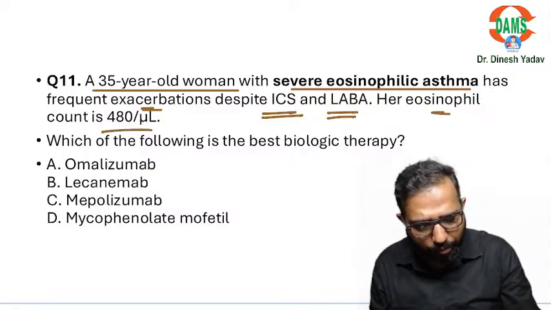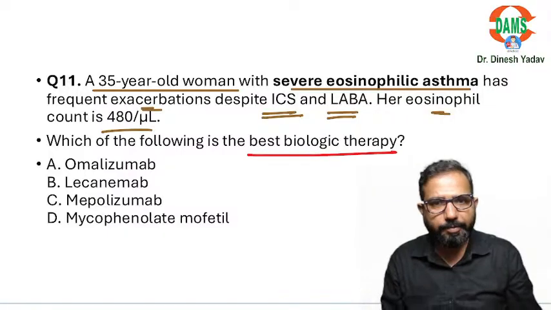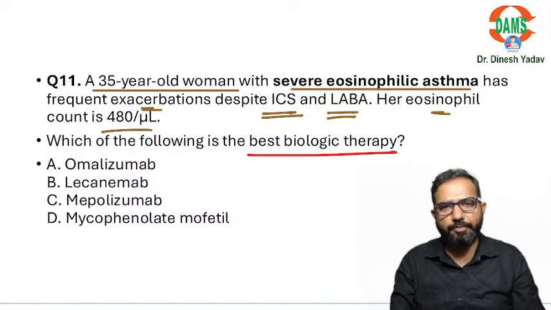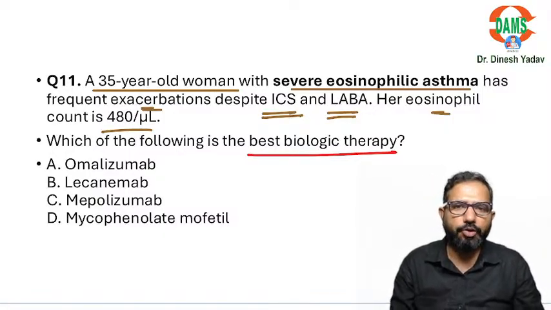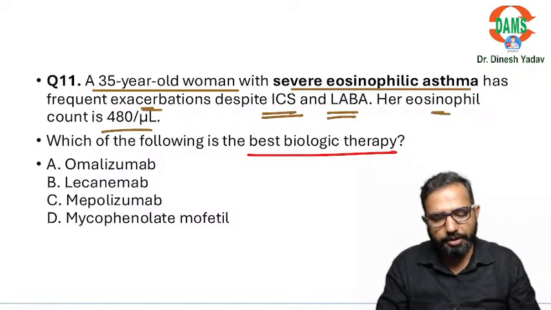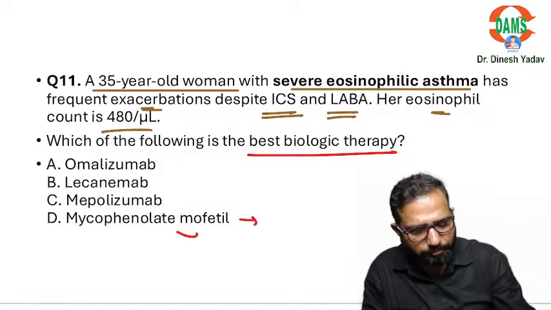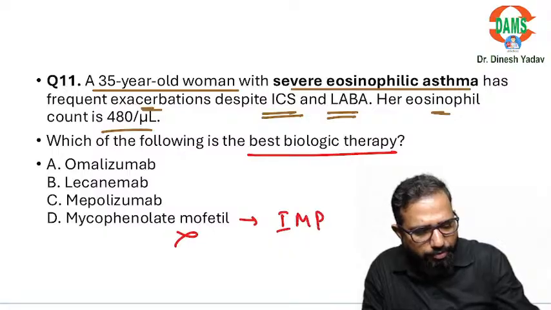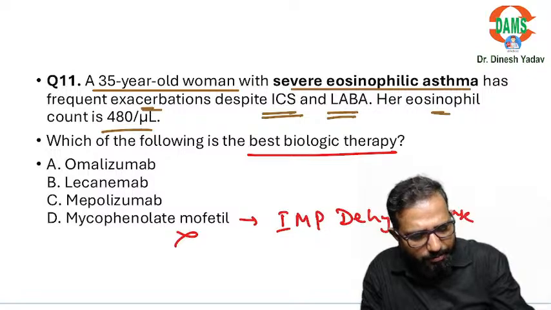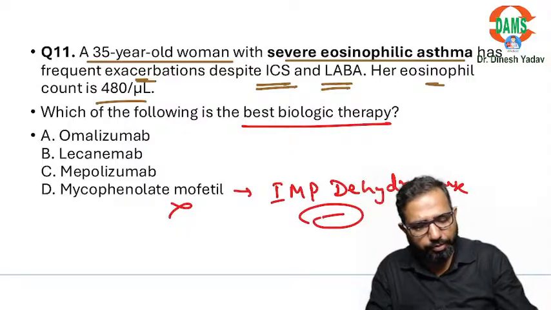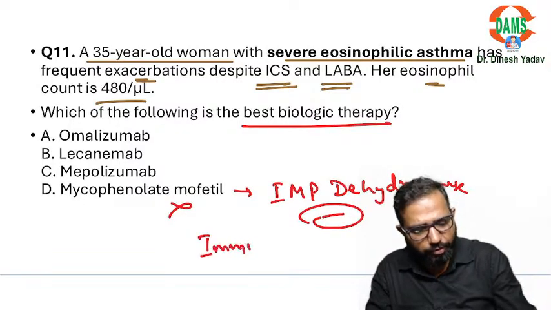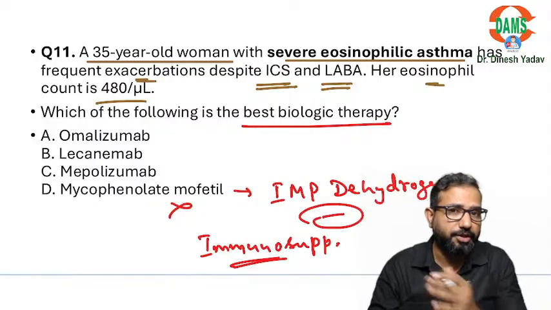Which of the following is the best biological therapy for this? Nowadays there is a role of biological therapies. So what do you think guys? Omalizumab, lecanemab, mepolizumab or mycophenolate mofetil? Definitely not mycophenolate. It is an IMP dehydrogenase enzyme inhibitor, an immunosuppressant used for organ transplantation. It is not nephrotoxic, that is the benefit of this drug.